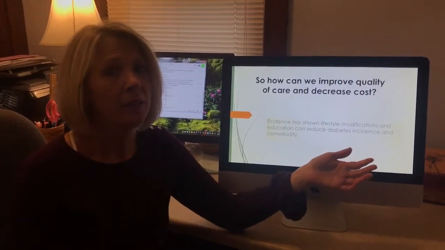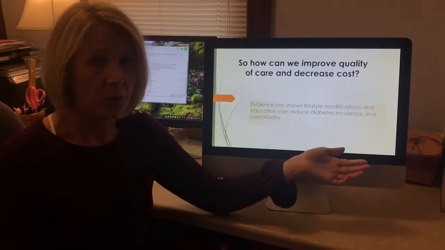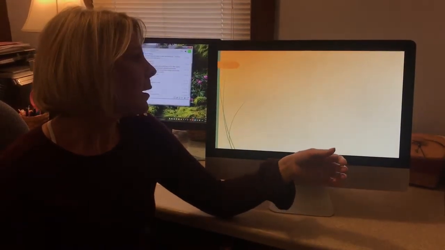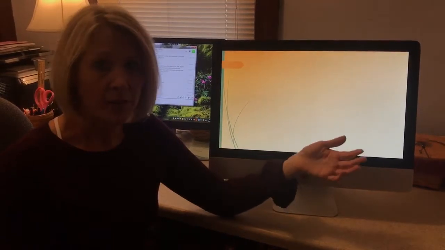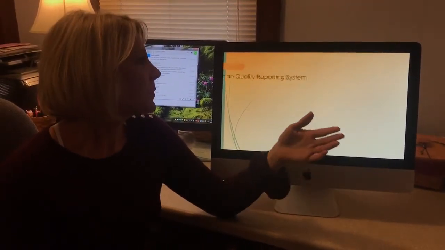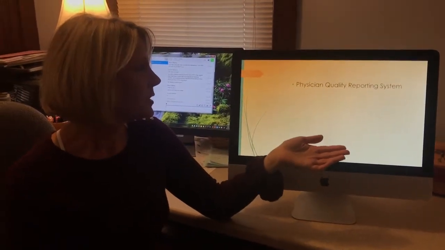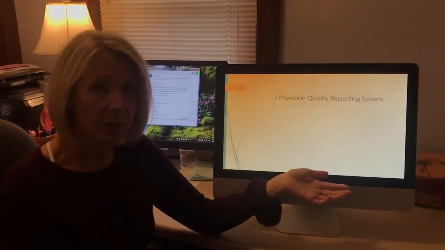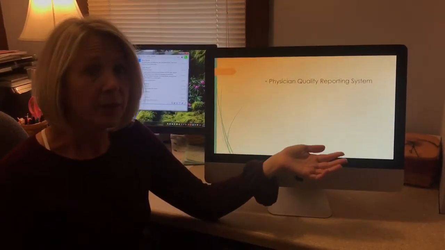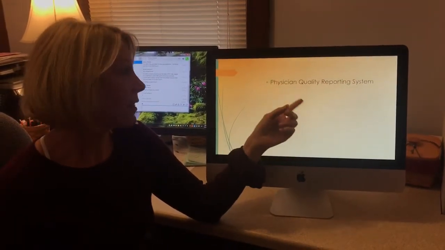Definitely it can be. Studies have shown type 2 diabetes can be reversed in most cases. It's about exercise, it's about eating, it's about patient education. Some things are already in place in our system. We already have a physician quality reporting system. I don't believe it's as efficient as it can be. I think we need to make some changes in that.